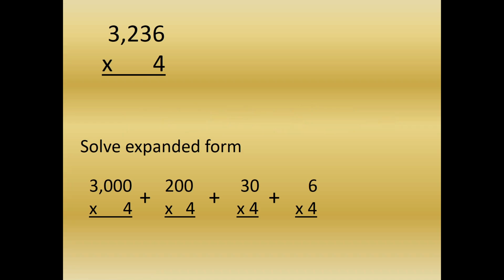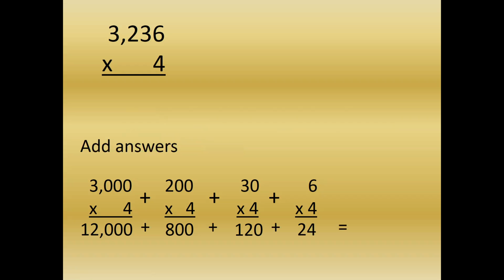So 3,000 times 4, it's just like how we did on Monday, where we took away the zeros and then did our multiplication and then added the zeros onto the end. So we're going to do 3 times 4, which is 12, plus 3 zeros. So that means it's 12,000. Then we have 200 times 4. So we do 4 times 2, which is 8. And we add 2 zeros onto the end, so we have 800. Then we're going to do 30 times 4. So 3 times 4 is 12, and we add 1 zero onto the end of it, so it's 120. And then lastly, we're going to do 6 times 4, which is 24.